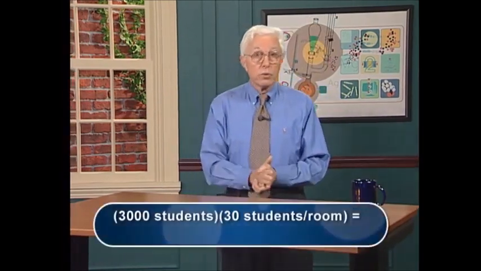So then I'll say, yeah, you're right. That clearly wasn't the way to work the problem. What you really need to do is multiply the numbers. 3,000 students, 30 students per room. Clearly, there are 90,000 rooms in the school. Of course, the students immediately see that this doesn't make any sense either, and they can't explain it.